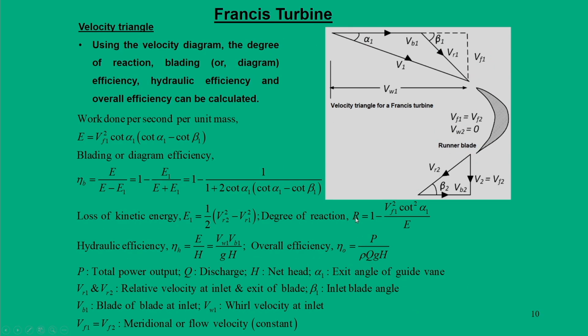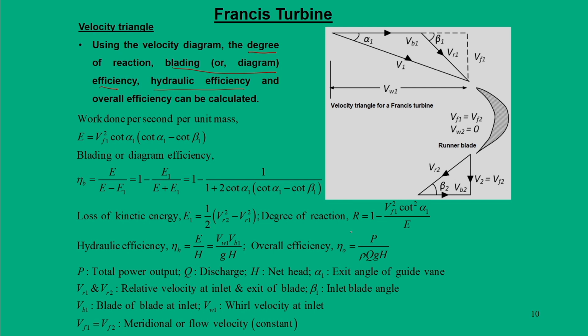Ultimately, our main analysis is to find the degree of reaction, blading or diagram efficiency, and hydraulic efficiency. These are the three efficiencies we are interested in. First, what is the blade or diagram efficiency? That is nothing but E, the work done per second per unit mass, divided by E plus E 1. What is E 1? E 1 is nothing but the loss of kinetic energy. Since the blade is rotating, there is a difference in the relative velocity of water, that is V r 2 and V r 1. This loss is accounted for in terms of loss in kinetic energy.